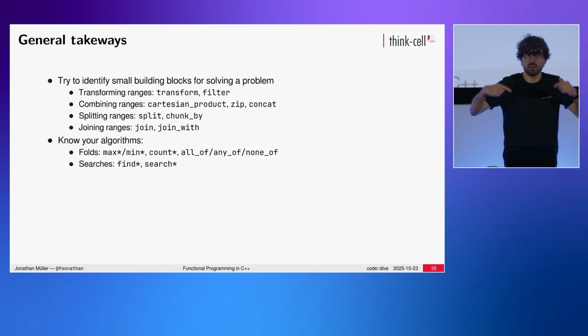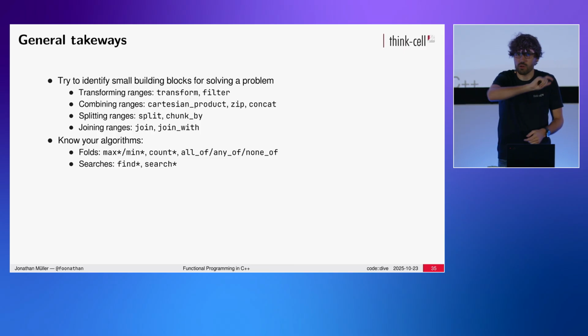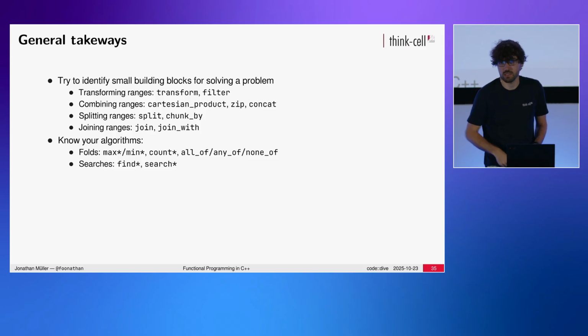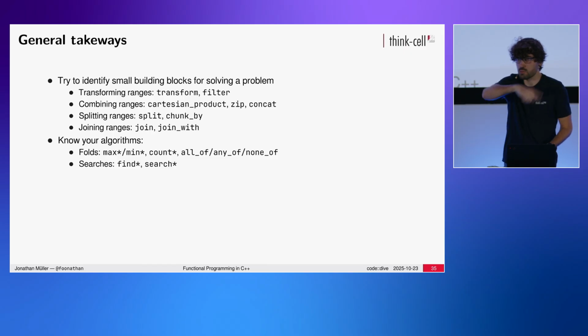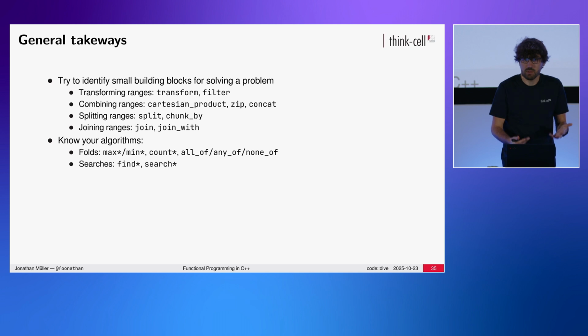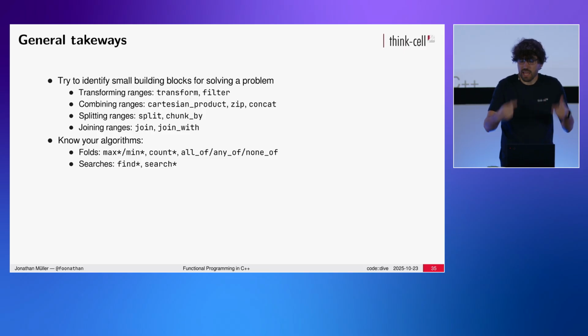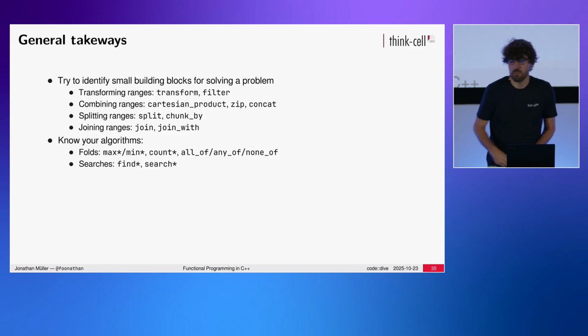So zip iterates over ranges in lockstep. So if you have multiple ranges and you want all the first elements, all the second elements, all the third elements, this is what zip does. And then finally in C++26 we will have concat, which is just all the ranges one after the other. If you want to split ranges, there's the simple split, which just splits on an element. So you can split a string at white space, for example, which gives you a lazy range of the subranges, or chunk by. Chunk by is really useful.